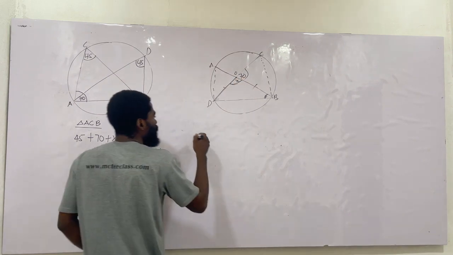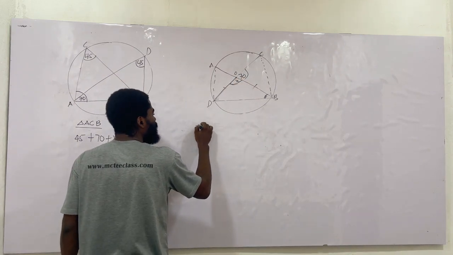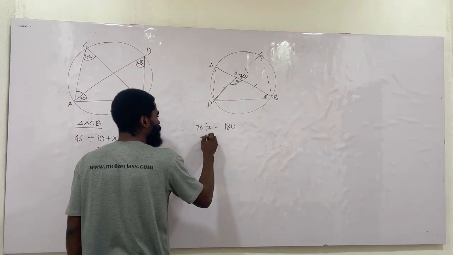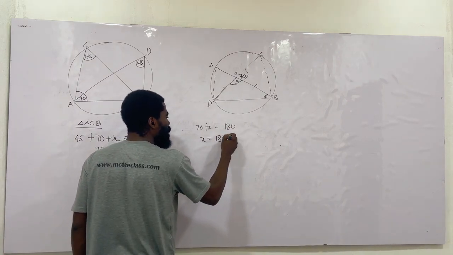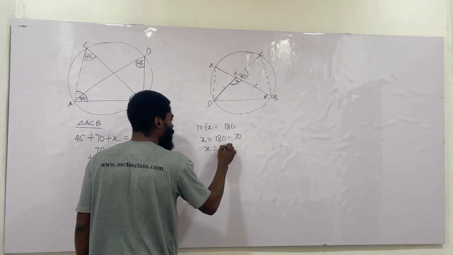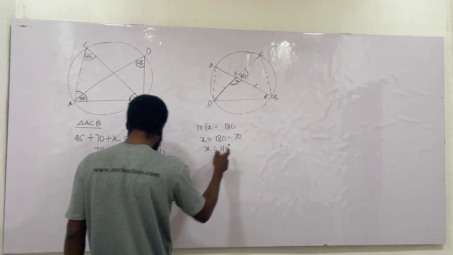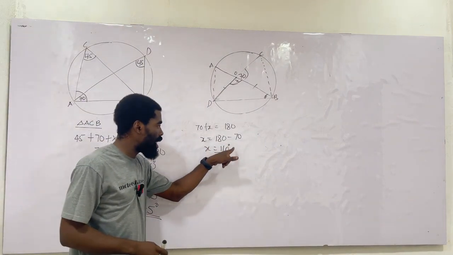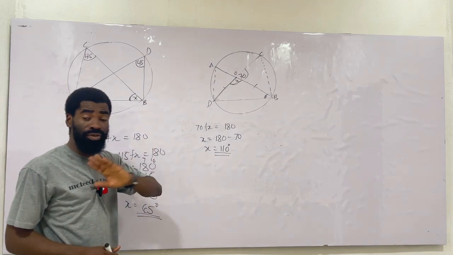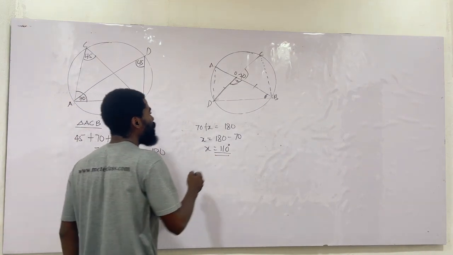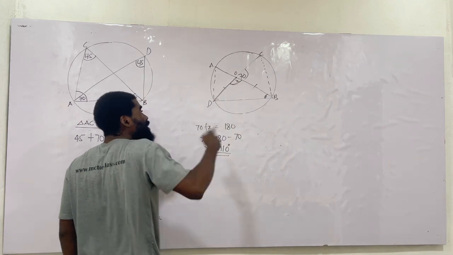I like to go with X. So once again, I'll say 70 plus X equals 180. That gives me X equals 180 minus 70, and that gives me X equals 110 degrees. Don't forget to add a degree sign for your last answers. If you forget it, your answer is wrong because it's not an angle. 110 can be anything.